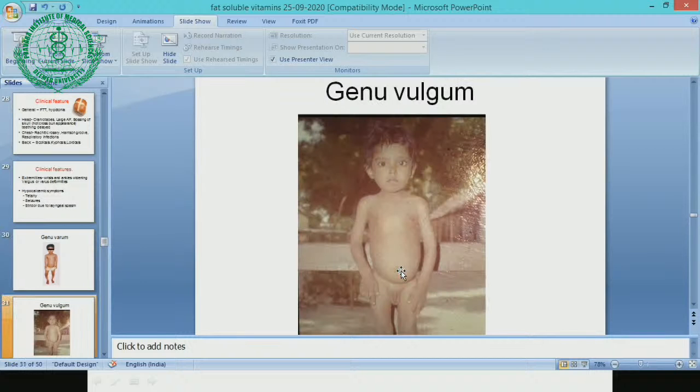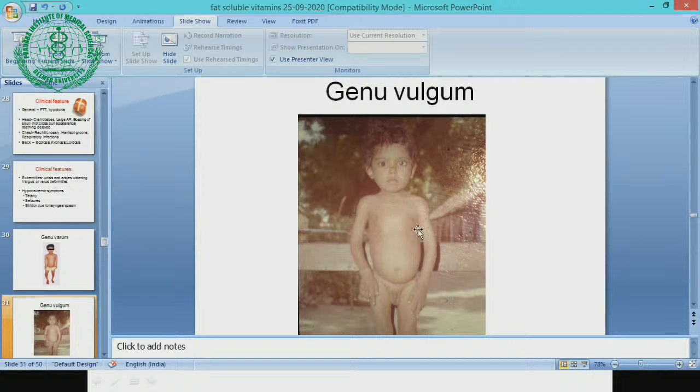Now you can see this child is a very full-blown picture of vitamin D deficiency. You can see every sign of the deficiency in this child. You can see the rickety rosary, the intercostal beading at the costochondral junction. You may get a question on rickety rosary in the exam. They may ask what is the difference between rickety rosary and scorbutic rosary. You must know the difference.